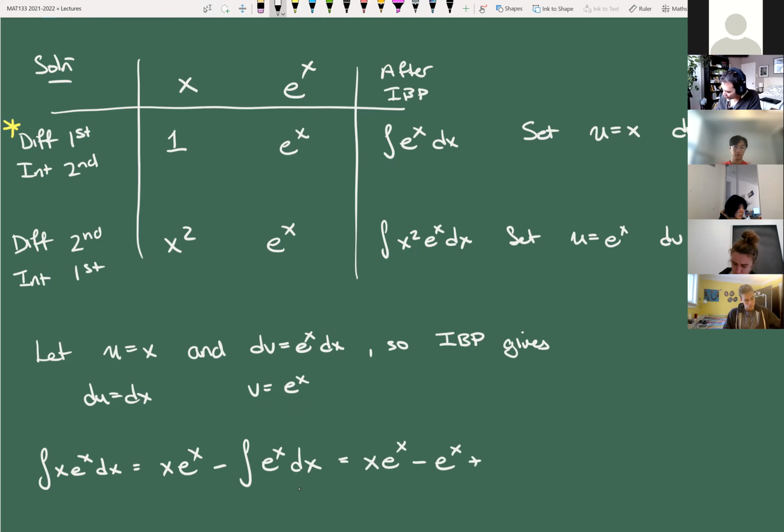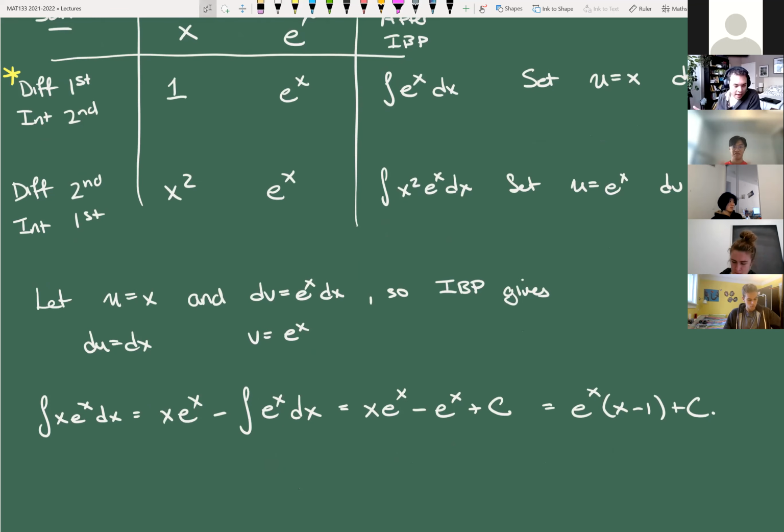And once you get rid of your last integral sign, don't forget to put the plus c in there, and you're done. If you want to do a little bit more work, maybe you want to factor some stuff out, you can do that, but who cares? And that's how you do it.